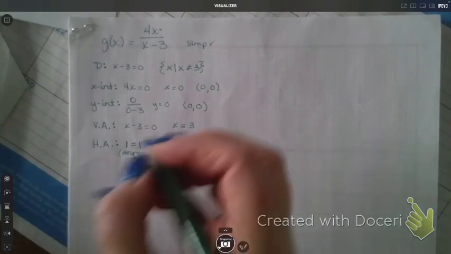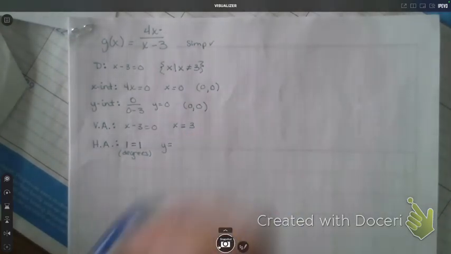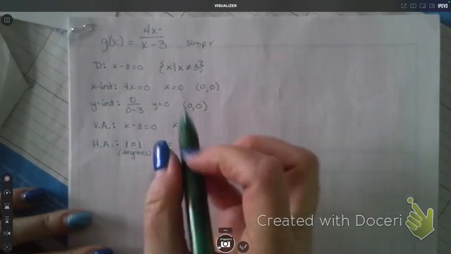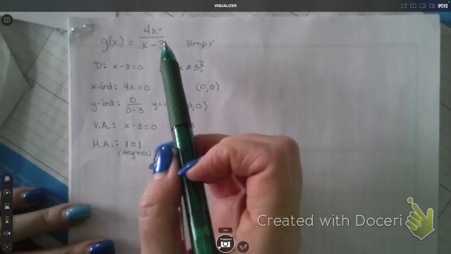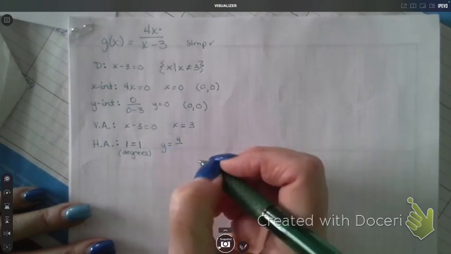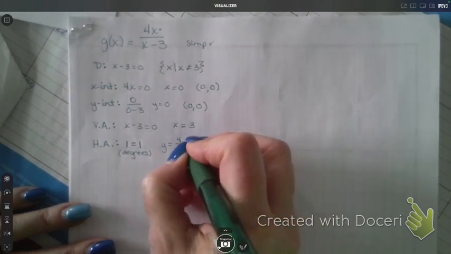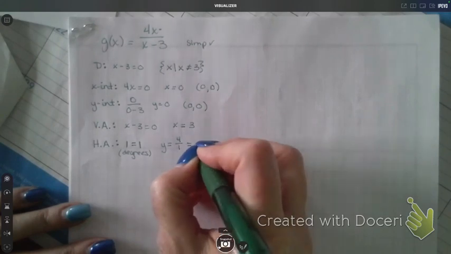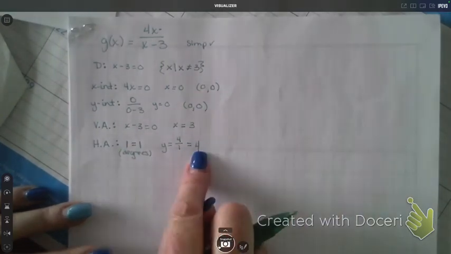If it's equal, divide the leading coefficients. The leading coefficient of the numerator divided by the leading coefficient of the denominator. So y equals, what's the leading coefficient of the numerator? 4. What's the leading coefficient of the denominator? 1. So it is what? 4. So y equals 4 is my horizontal asymptote.